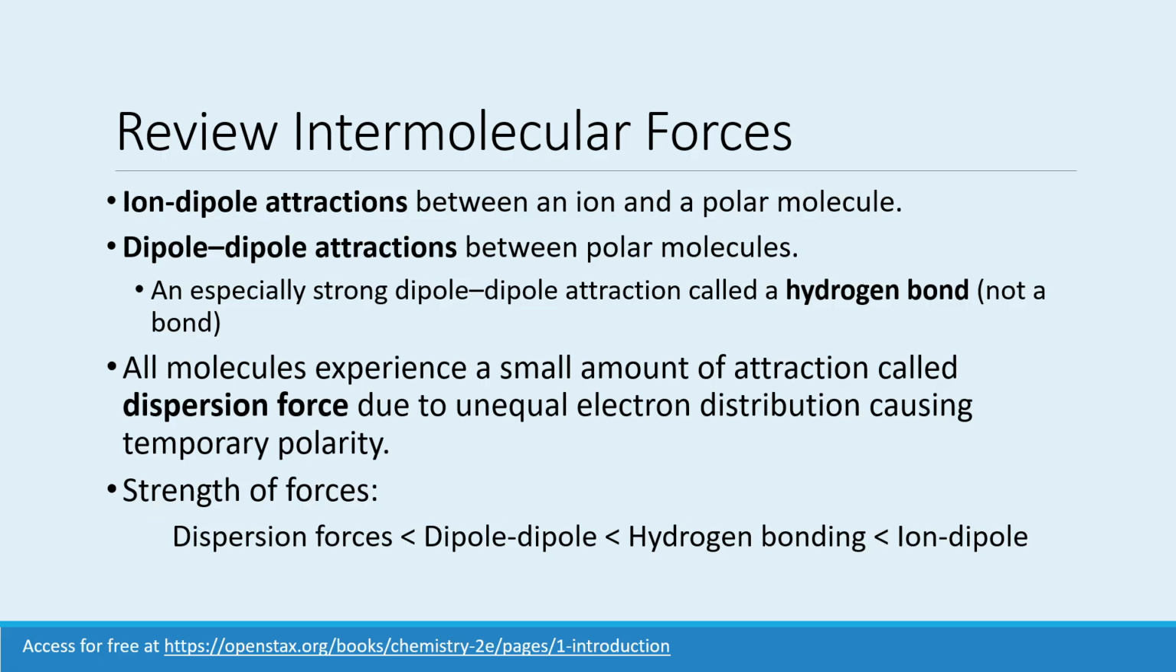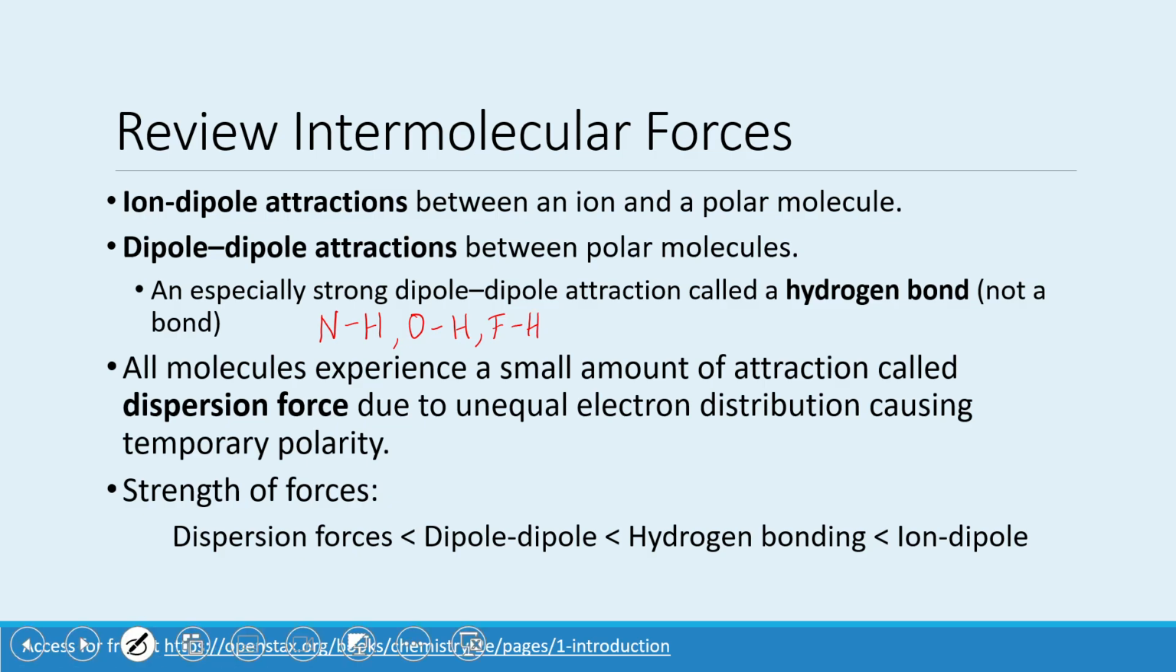So keep in mind that ion dipole attractions, we're going to talk about those more in this chapter. And those are going to occur between an ion and a polar molecule. You also have dipole-dipole attractions that are between polar molecules, and you have especially strong dipole-dipole attractions called hydrogen bonds. Remember, those have to be a hydrogen directly bonded to a nitrogen, an oxygen, or a fluorine, and that hydrogen has to be directly bonded.